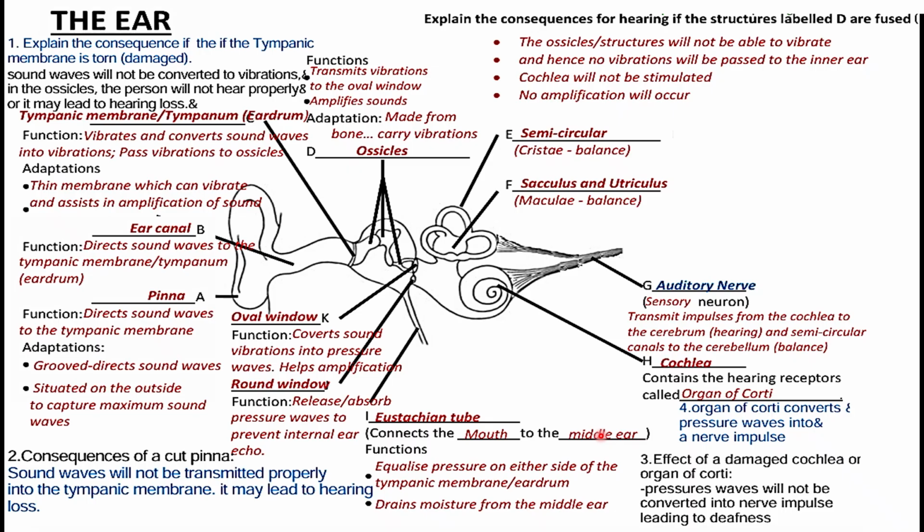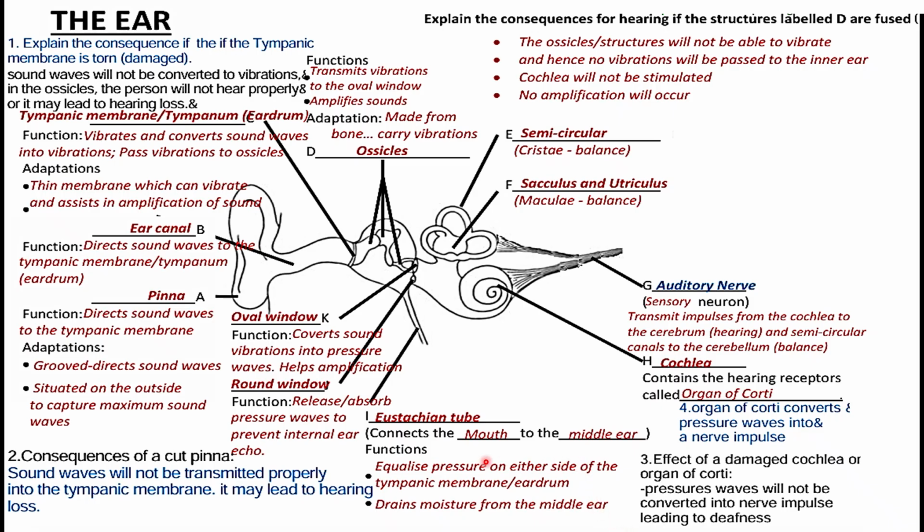Okay, so that is a very important point to take note of. Because the eustachian tube is there to balance pressure on both sides of the eardrum, what will be the consequence if it is blocked? If it is filled with fluid, what will be the consequence? The consequence is the opposite of its function. So you simply have to say it will not be able to equalize pressure on either side of the tympanic membrane, and hence it won't be able to drain moisture from the middle ear.